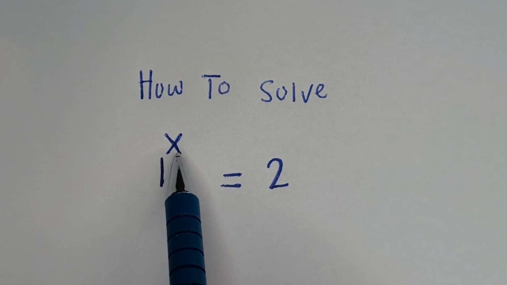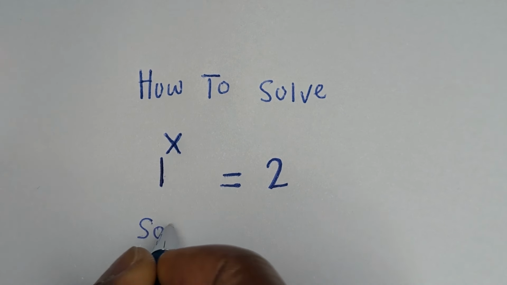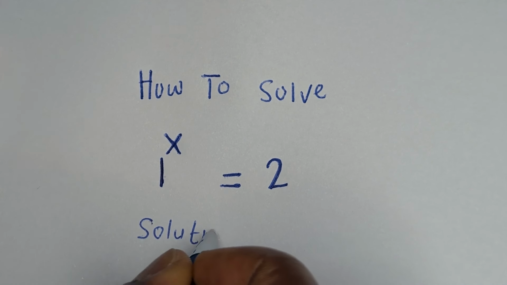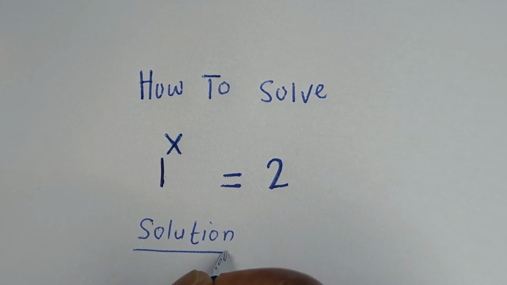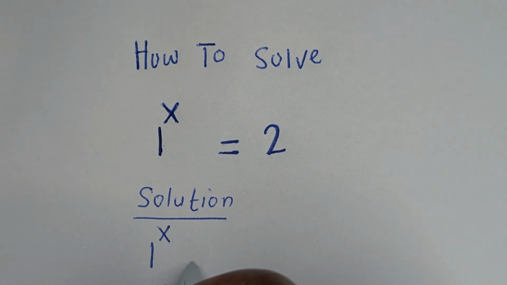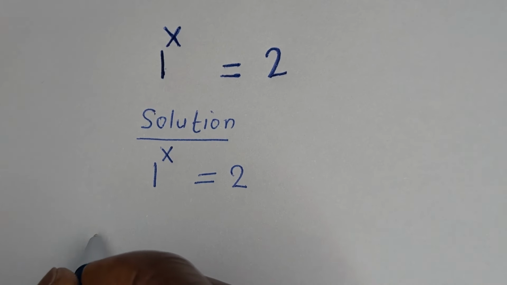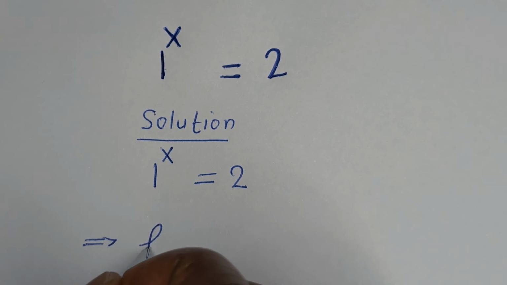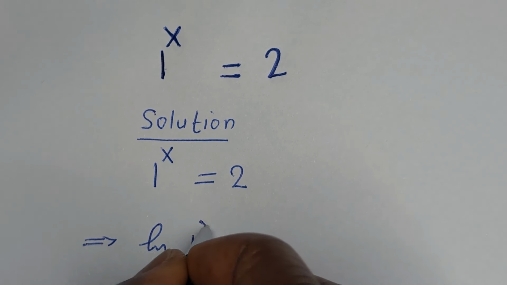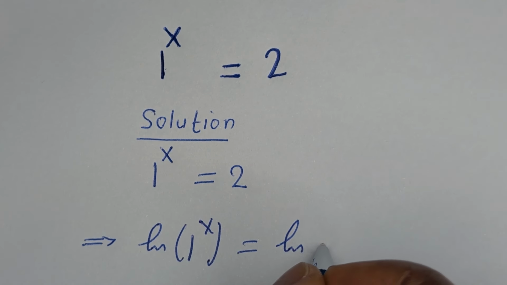Hello, how to solve for s in this equation: 1 raised to power s is equal to 2. Solution. We have 1 raised to power s is equal to 2. Let us take the natural log on both sides of this equation. That is, we have natural log of 1 raised to power s is equal to natural log of 2.